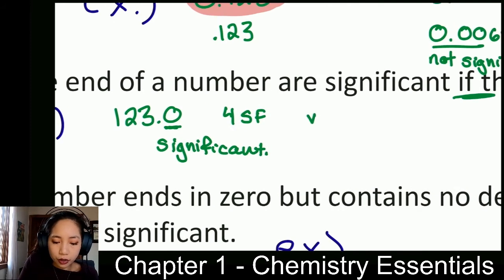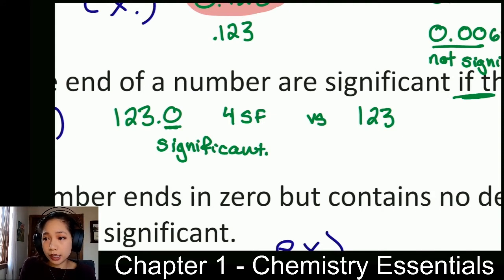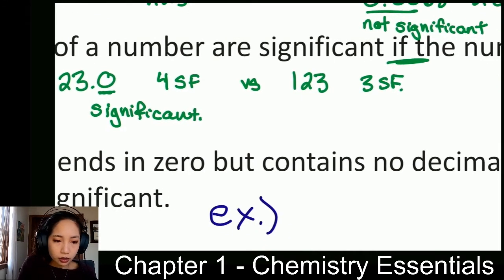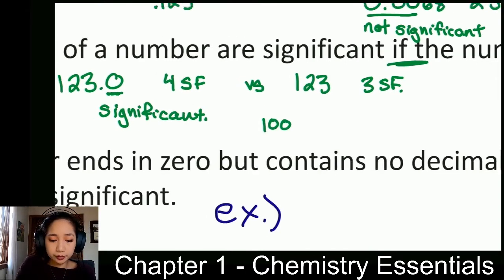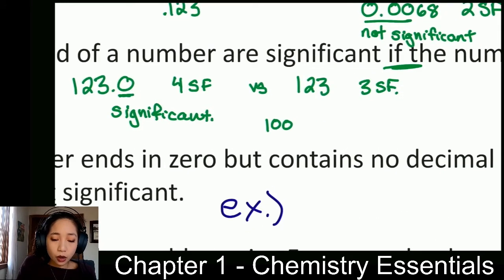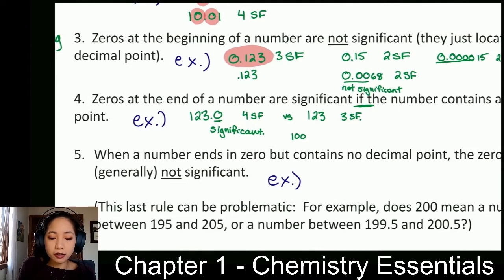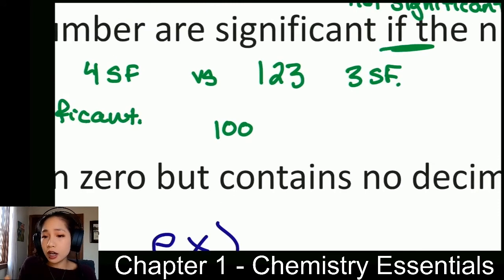And then I'll write, versus just writing 123, right? I didn't take the time to write that point 0. So 123 as written has 3 sig figs, right? Or let's do another example. If I said 100, 100 as written has only one significant figure. Because if we look back at this rule here, it says zeros at the end of the number are significant only if that number contains a decimal place. So since 100 as written has no decimal place, this only has one sig fig.